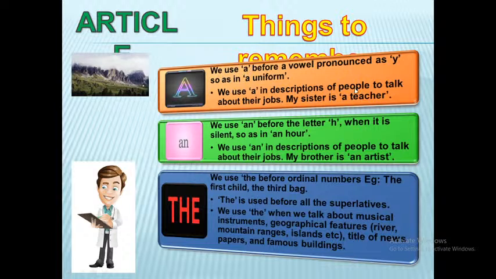Now, we use a before a vowel pronounced as y, means with a y sound. And we use a in descriptions of people to talk about their jobs. And we use an also to speak about the job of the people, but condition is that the job must start with a vowel sound. And if the word is starting with H and H is silent, then in that case we use an before it. Okay. And the usage of the: we use the in front of ordinal numbers and in front of all the superlatives and in front of musical instruments, geographical features, title of newspapers, books and famous buildings.